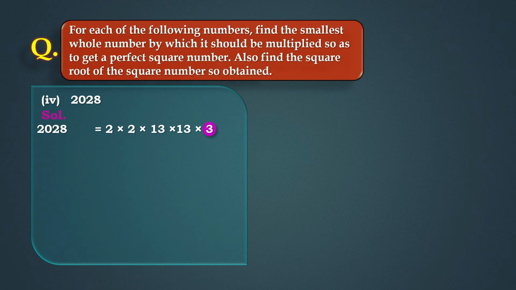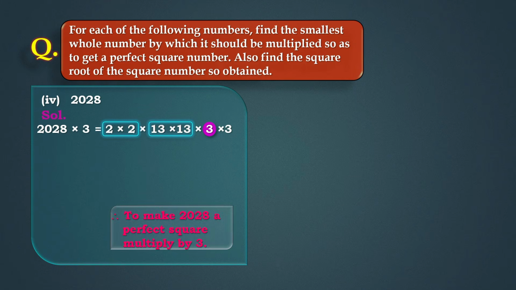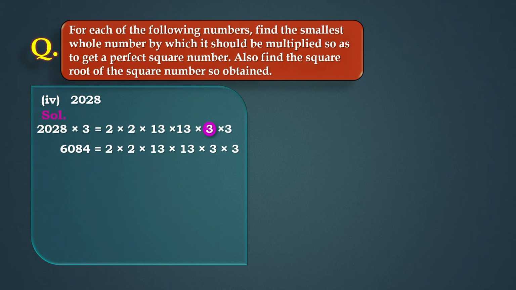Now, let us check the pairs. We have a pair of 2s and a pair of 13s, but 3 does not have a pair. To make it a perfect square, we need one more 3. So, we multiply the number by 3. Now, the new number becomes a perfect square with all factors in pairs. Next, take one number from each pair. So, the square root becomes 2 multiplied by 13 multiplied by 3.